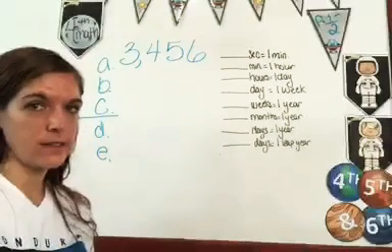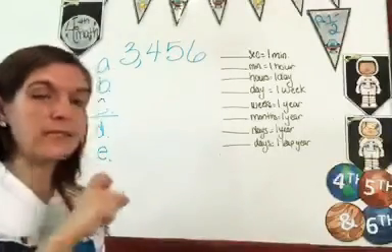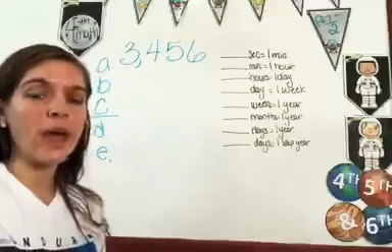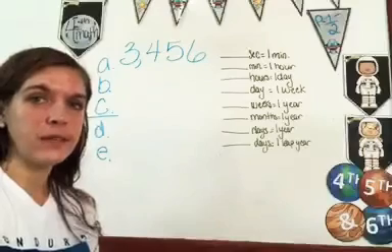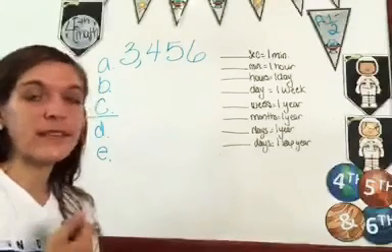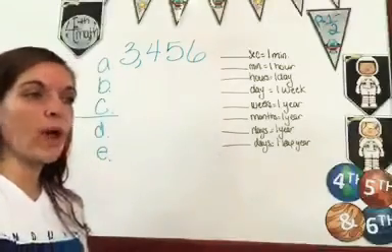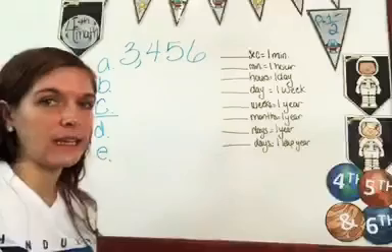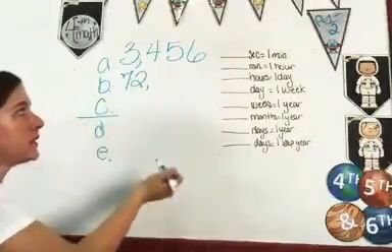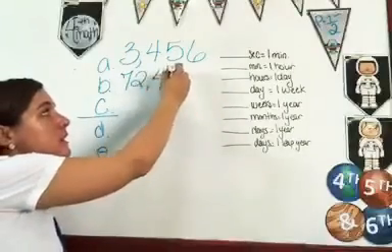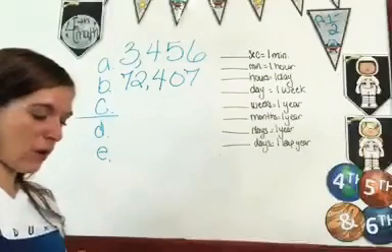Okay, here's one that gets a little bit harder. 72,407. I'm going to give you a hint. There is a 0 in one place. 72,407. Okay, let's do it. 72,407. Did you hear anything in the tens place? No. So that's where we put the 0.